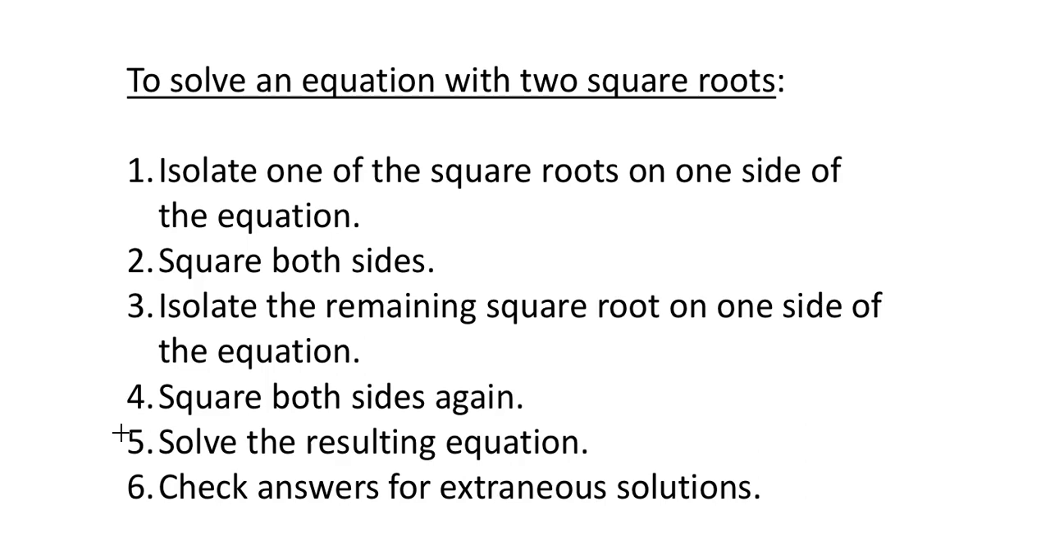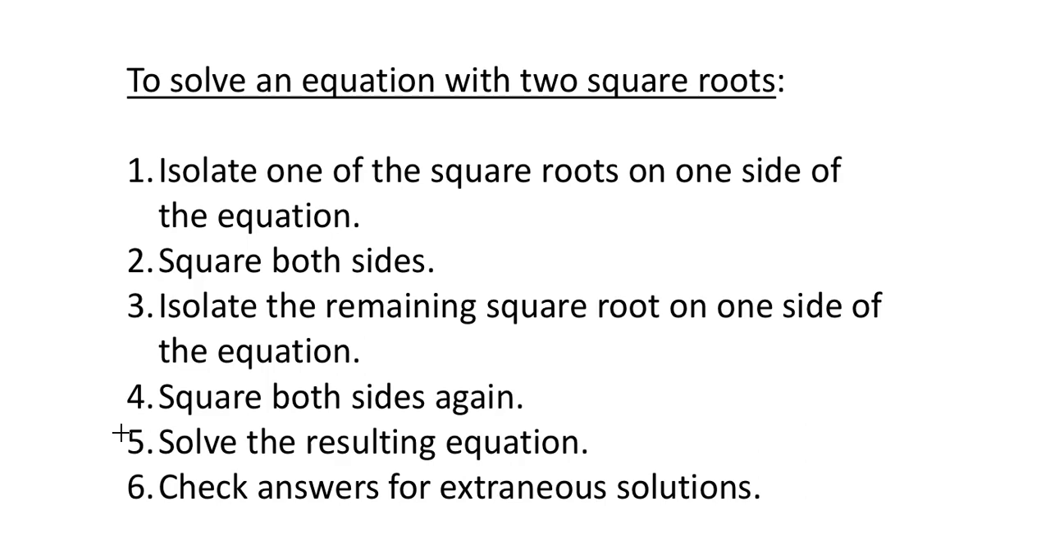Then you will square both sides. That will cancel out the square root you isolated, but it doesn't cancel out the other one that's floating around in your equation. So you're going to get rid of one, but the other one's going to stick around, and it's going to be a mess when you simplify squaring both sides.